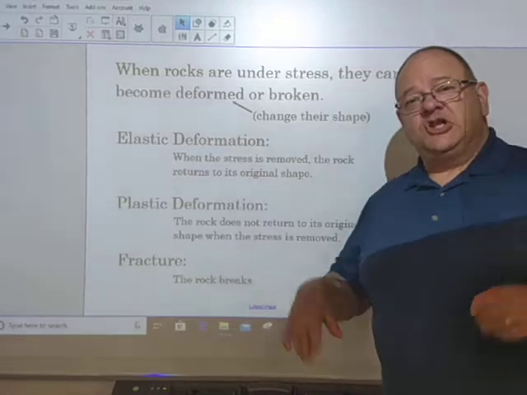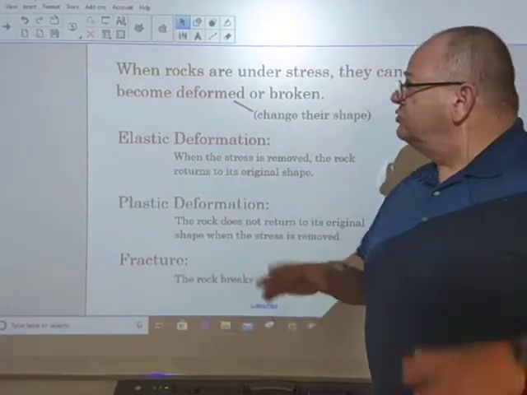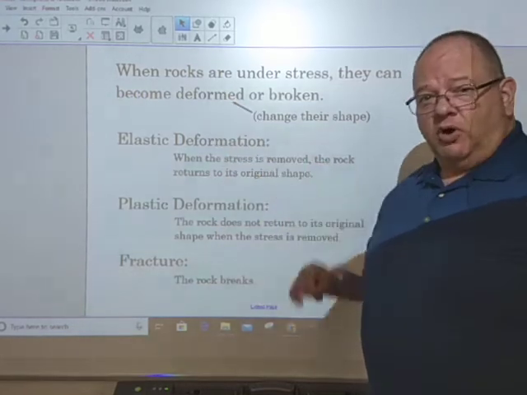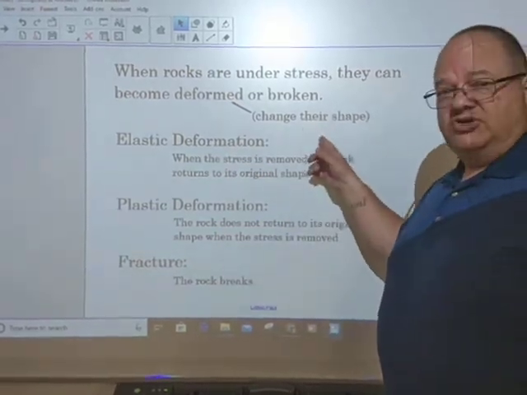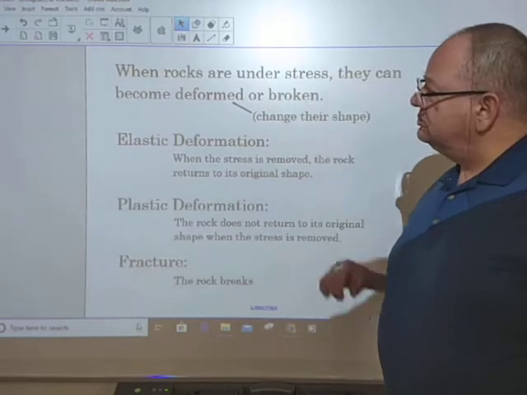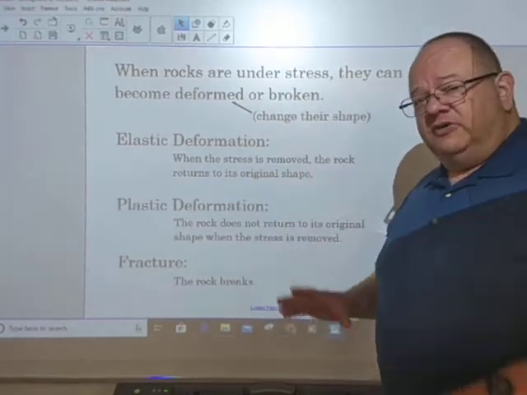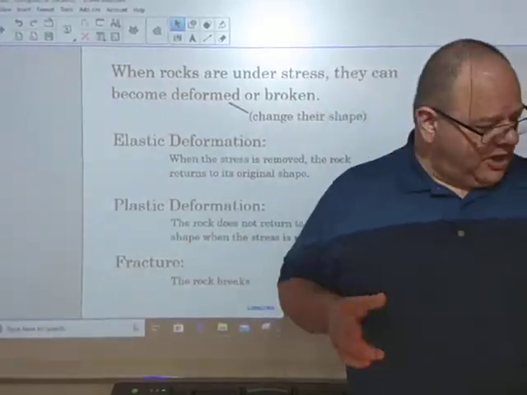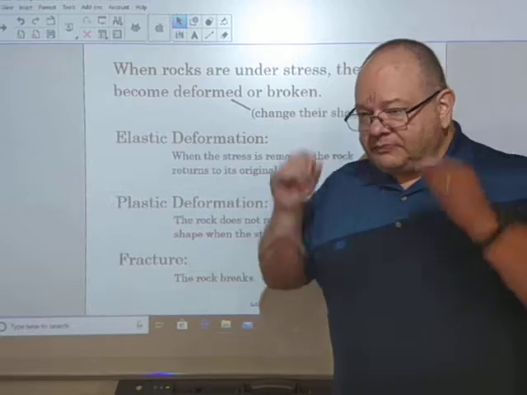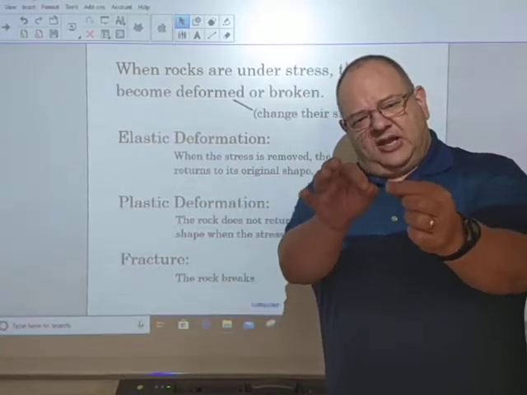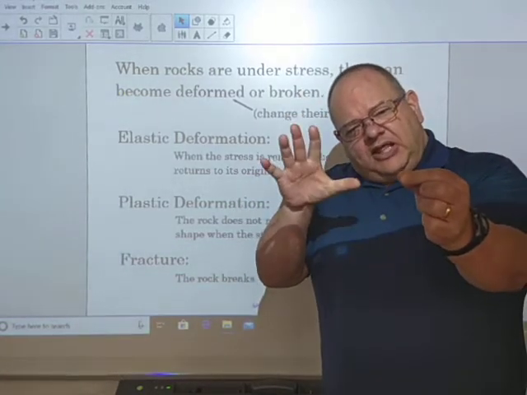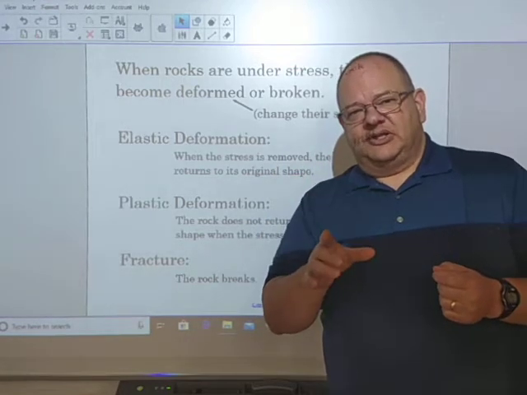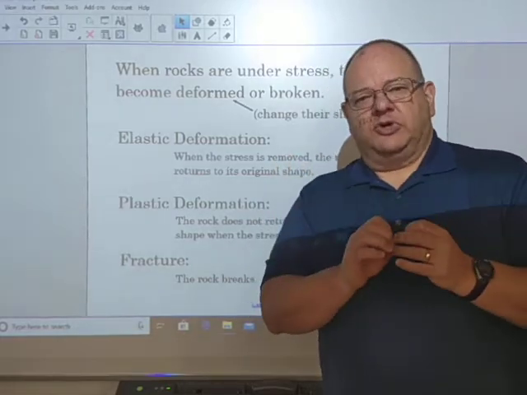All right. So now, when you apply this stress to rocks, they can either become deformed, which changes their shape, or they might break. Okay? We're going to talk about a couple different types of deformation. So, first of all is elastic deformation. And you think about elastic properties. Imagine a rubber band. If I stretch the rubber band and I let it go, it wants to snap back to its original shape. That's what elastic really means. It wants to bounce back to its original shape.